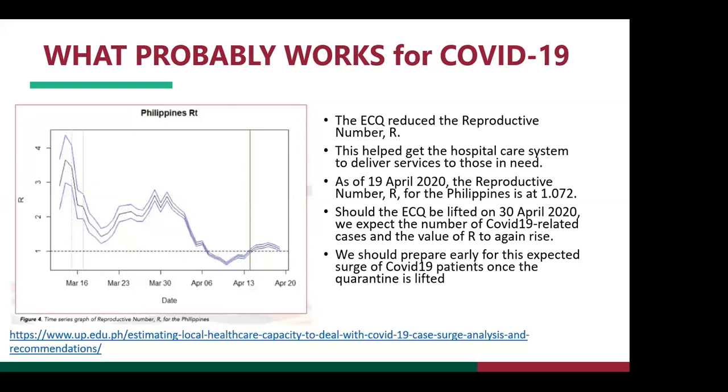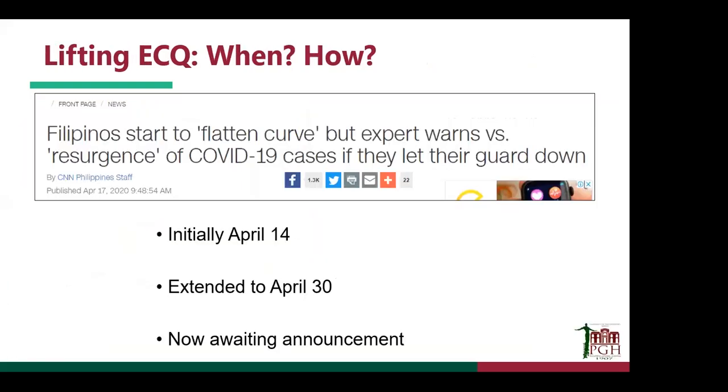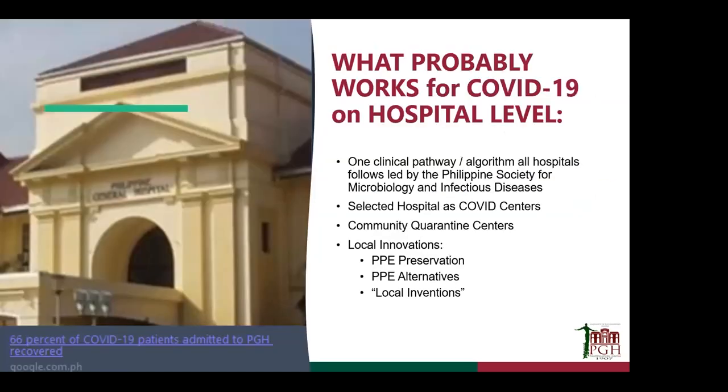However, this group also said that if we lifted the ECQ just like that, we should anticipate a resurgence of the COVID-19 cases. So now we're really awaiting announcement of what will happen post April 30. There's been a lot of recommendations, and we think that what will happen will be a graduated back to normal kind of lifting of the quarantine.